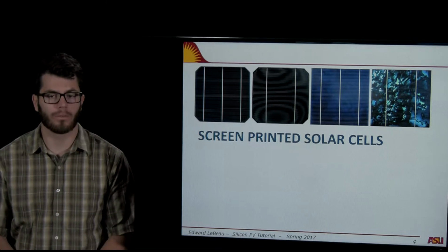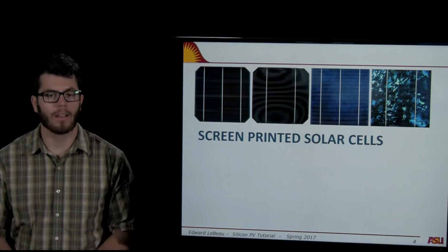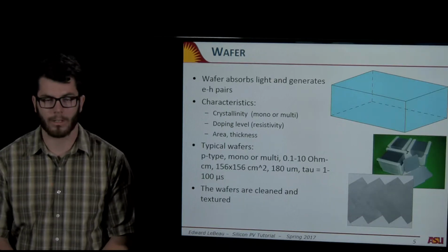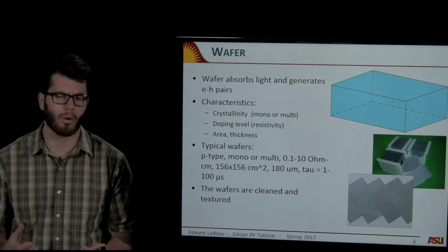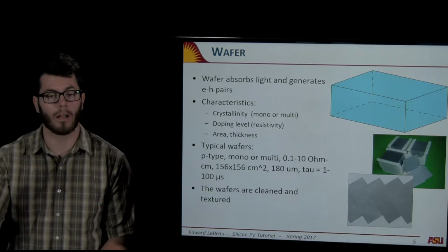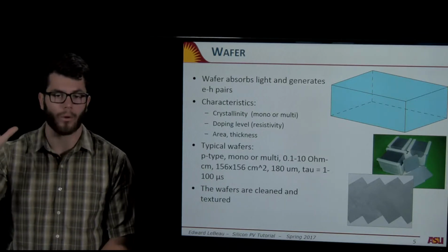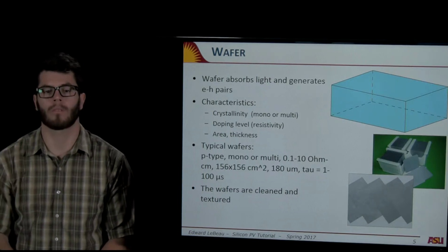As you'll see here, there's 4 different types of solar cells. The 2 on the left are monocrystalline, the 2 on the right are polycrystalline, and we'll talk about that as we talk about the wafer. So the wafer absorbs light and generates electron-hole pairs. Just like we mentioned before, it's the opposite of a light bulb. There's 4 major characteristics of a wafer: your crystallinity, which is either monocrystalline or multicrystalline, like we mentioned earlier, the doping level, the area, and the thickness. Those are your major metrics for a wafer.